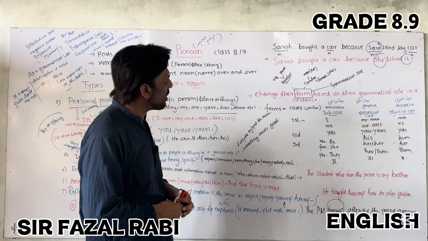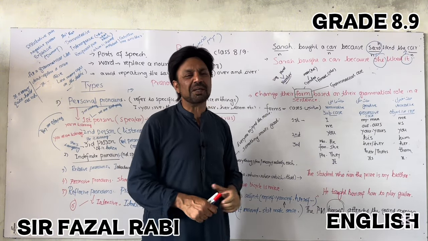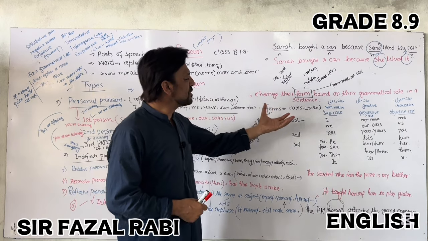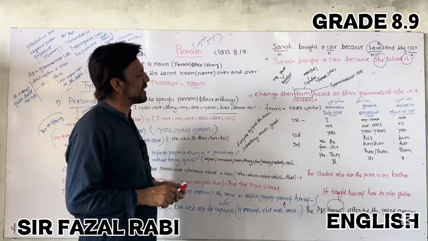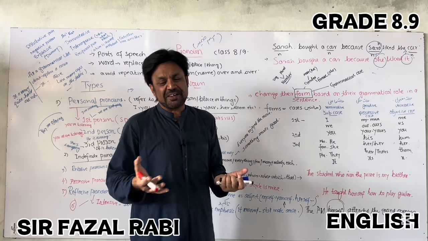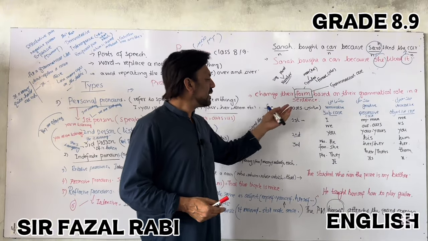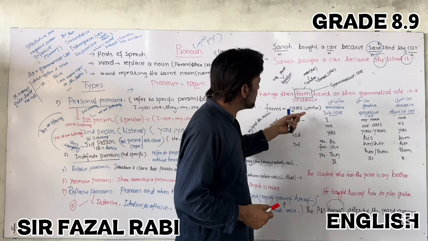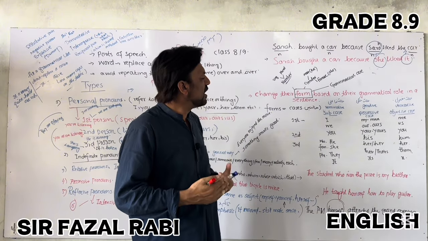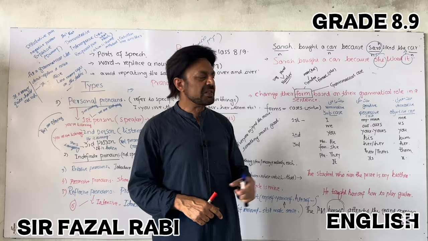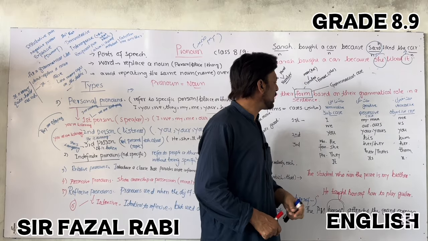For example, they change into number. We use some pronouns as singular and some pronouns as plural. For example, he, she, it are singular, but they we use for plural. The same, they change the gender, meaning change into male or female. For example, he is male, she we use for female.